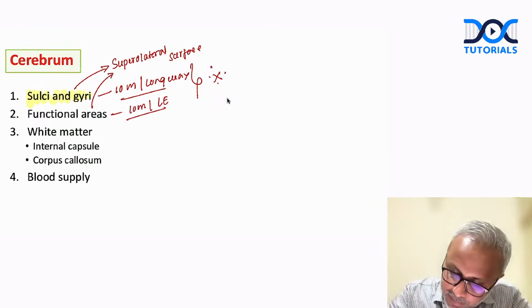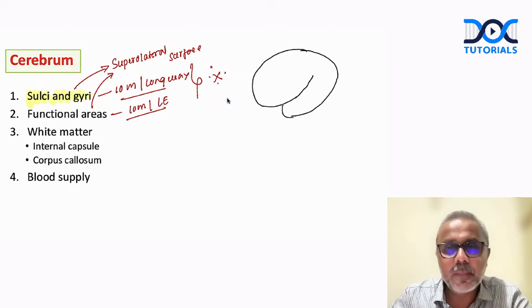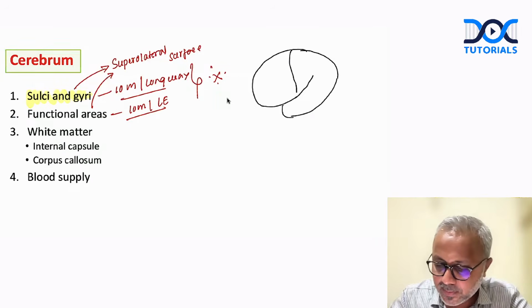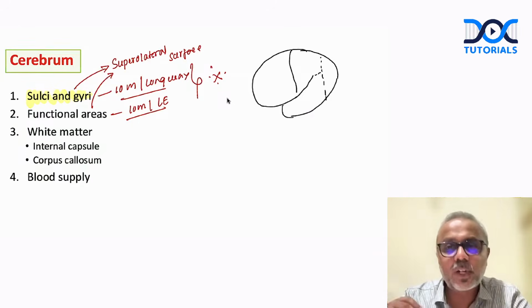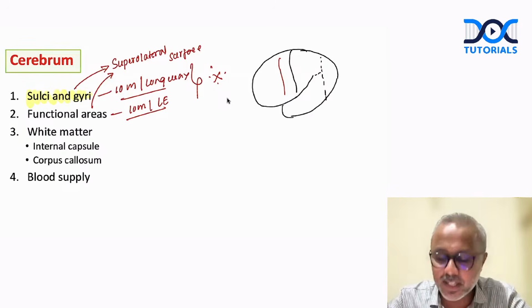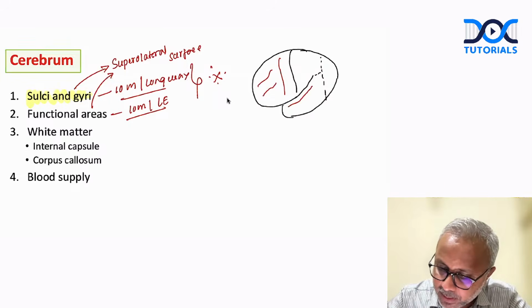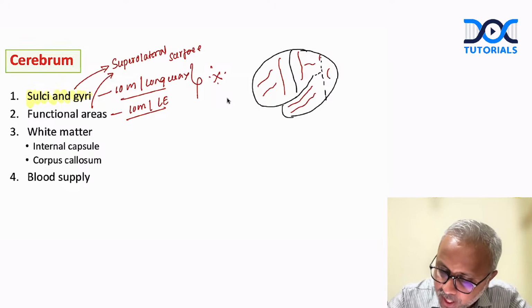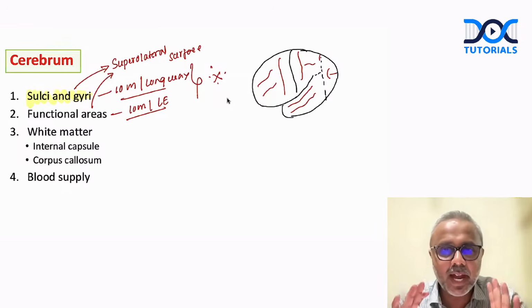For example, a simple diagram like this showing the superolateral surface, the occipital lobe, then the temporal lobe, right? The central sulcus, right? Then the subdivision into four lobes, right? So in the frontal lobe, the precentral sulcus, superior and inferior frontal sulcus. In the temporal, superior temporal, inferior temporal sulcus. Here, postcentral sulcus, the intraparietal, parieto-occipital, lunate, calcarine, right? So this is how you should simply draw the diagram and label it.